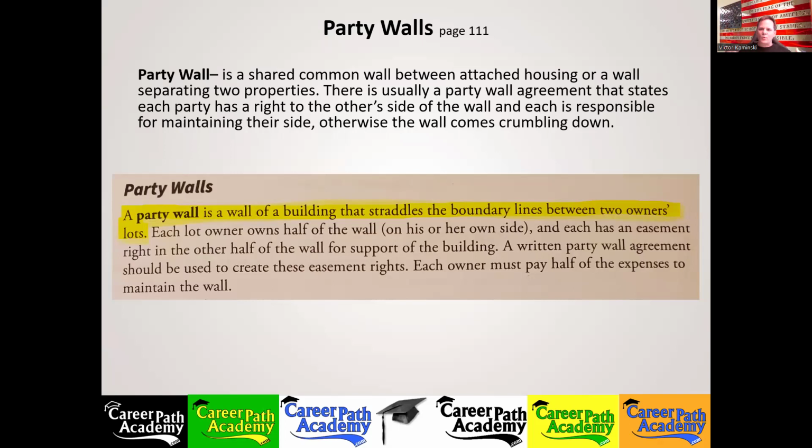In the past, party walls were built to separate two people's properties, the large property overall. Now we use fences to separate our properties, right? Our boundaries. But party walls, now we refer to them more as those common walls in construction that separate two units. So a party wall is a wall of a building that straddles the boundary line between two owners' lots. That's what a party wall is. Okay?